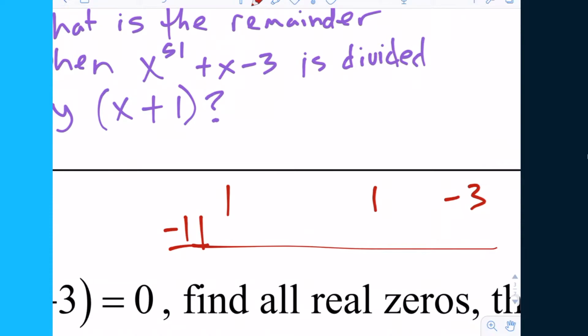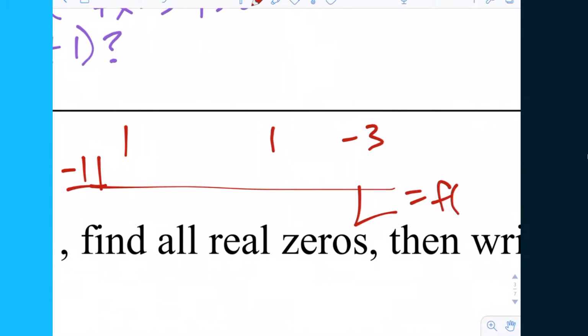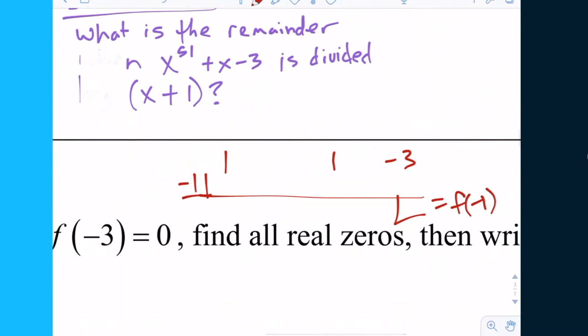I could, but then I have to synthetically divide all the way down the line. And remember, when I get down here, that'll give me the remainder in this last box. But remember, this is also nothing more than the function value at negative 1. So synthetic substitution is nice sometimes. But direct substitution is also beneficial.